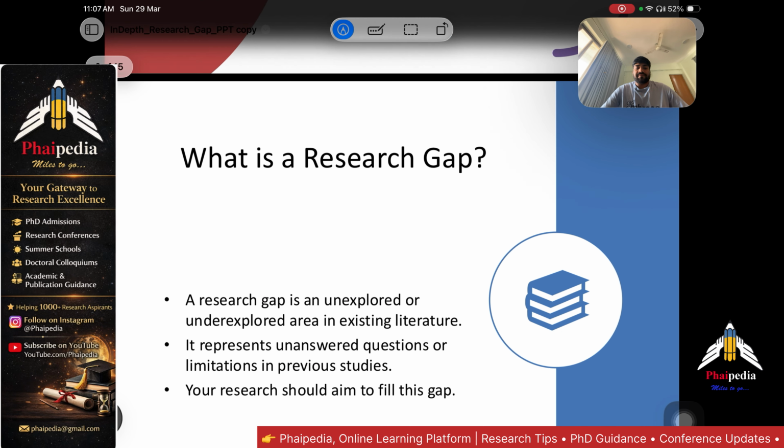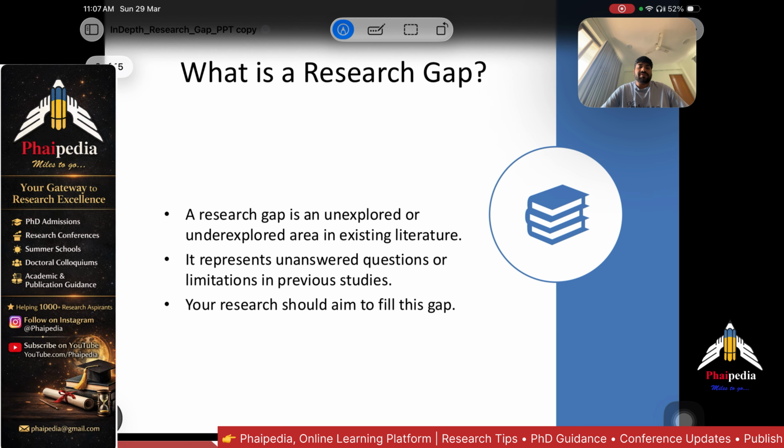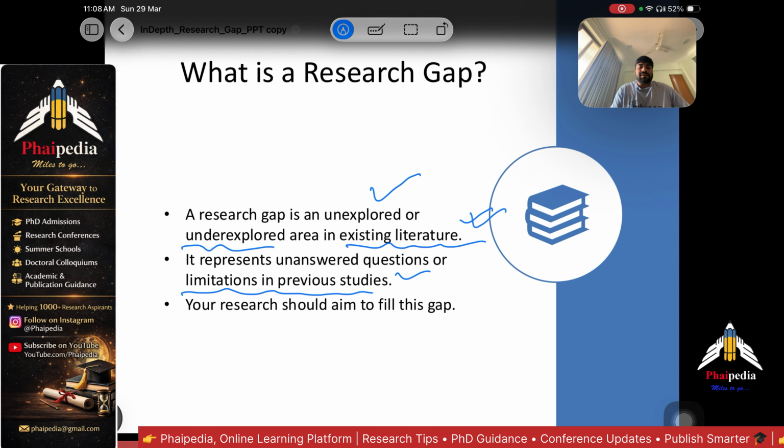What is the research gap? The first question that comes into our mind is what is a research gap? So a research gap is an unexplored and underexplored area in the existing literature. It represents unanswered questions or the limitations in the previous studies.